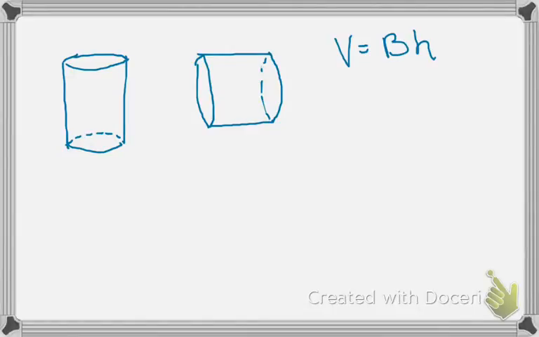Okay, we are going to describe the volume formula, which is volume equals big B times H, of a cylinder in terms of the base area and its height. All right, so really we're just going to kind of understand what's going on here. All right, so our formula is volume equals big B times H.